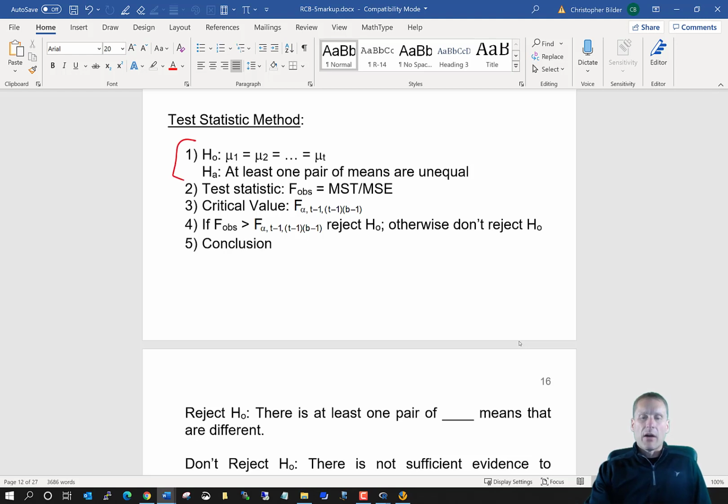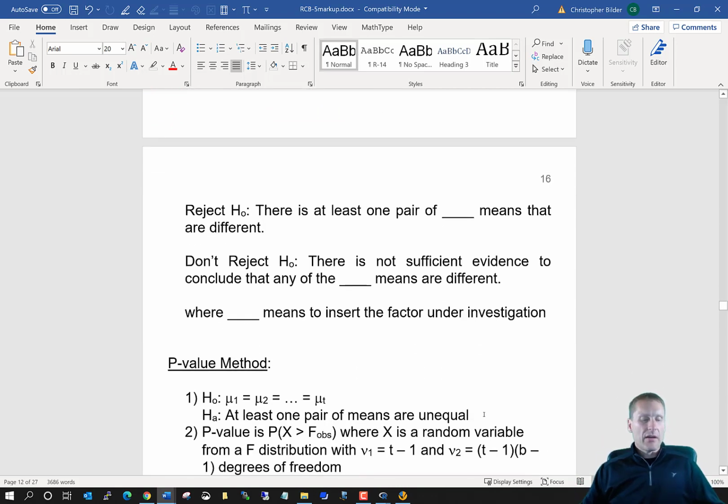Step 1, we state our hypotheses. Step 2, our test statistic, MST divided by MSC. Step 3, state your critical value. Please take a look at the corresponding degrees of freedom. Step 4, if F obs is greater than the critical value, reject. Otherwise, don't reject. Step 5, what does this mean in terms of the original problem itself? Page 16 here, we have a template of how to make the actual wording. Again, with this template, make sure you put it in the context of the actual problem itself.